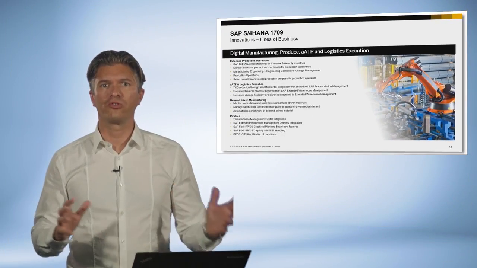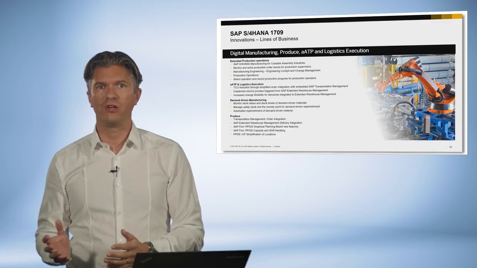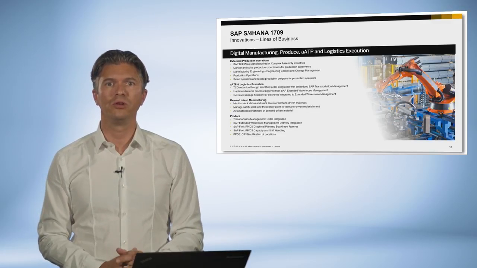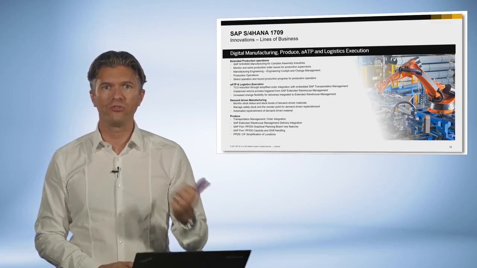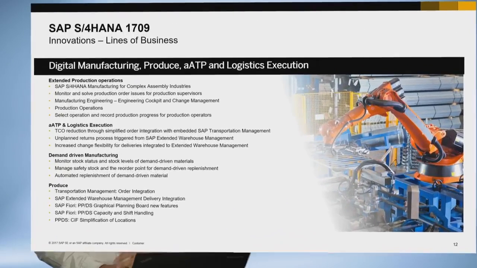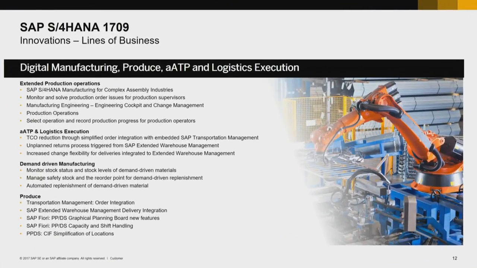Let me now talk about production and digital manufacturing innovations, starting with key improvements in operations like new operations release management capabilities, new Fiori apps for production supervisors, detailed operation control, shop floor item control, and the new SAP Fiori apps for production operators. The embedded SAP transportation management applications come with simplified order integration, replacing the complex integration mechanism used in a former release of S/4HANA.